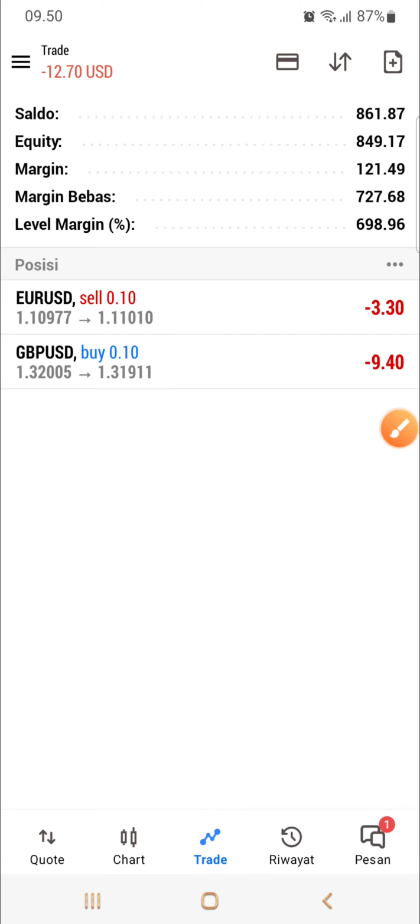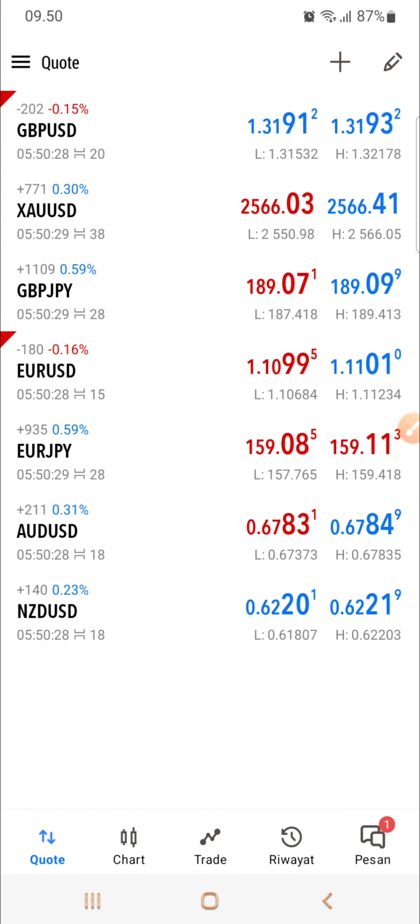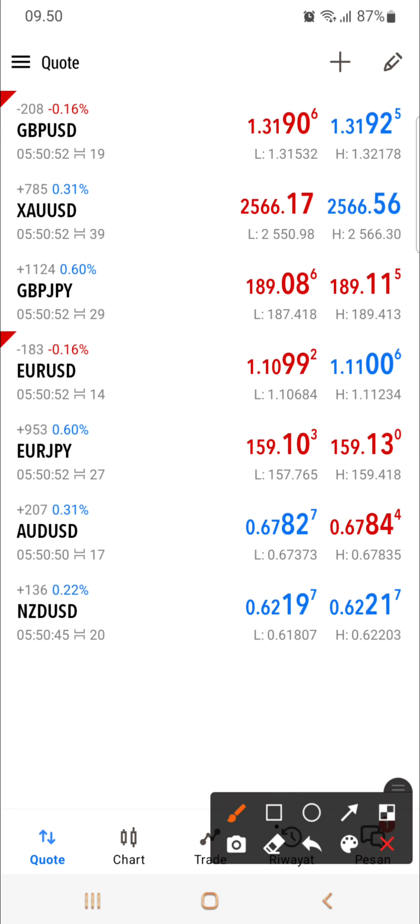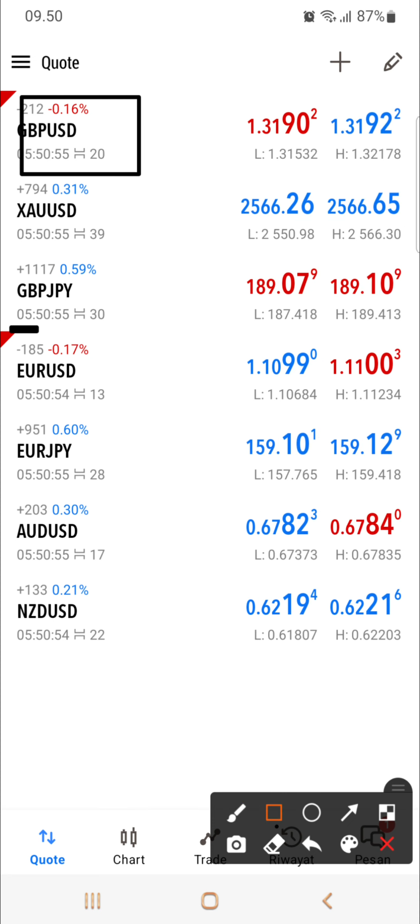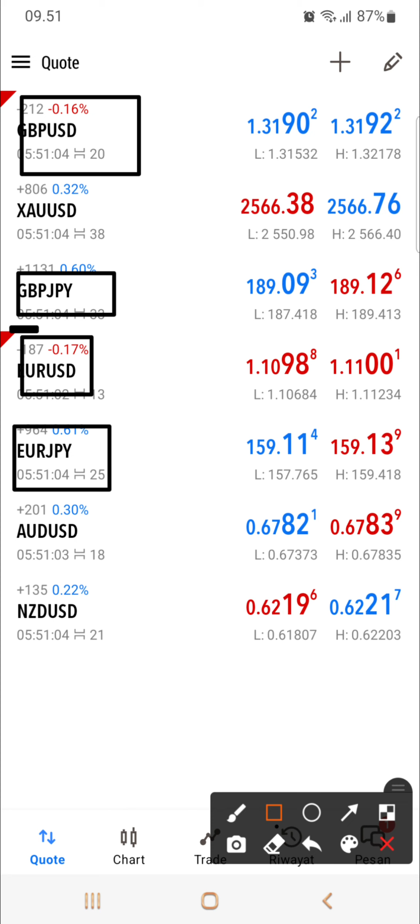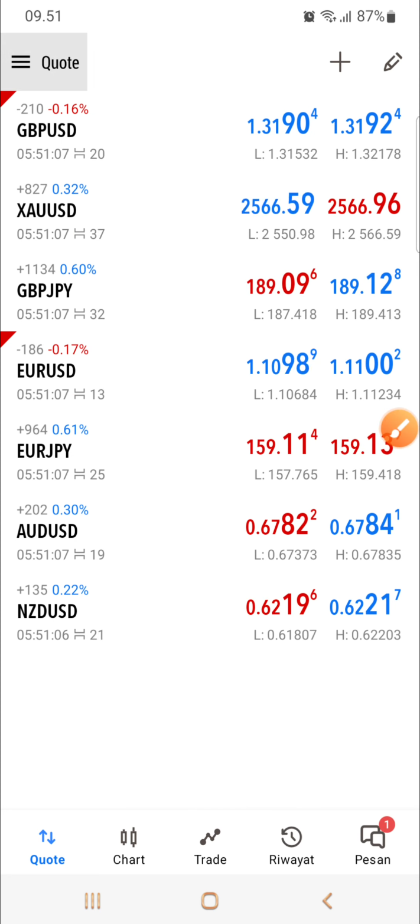So I'm hedging this position, but when I hedge my position I'm not hedging in the same pair. Rather than hedging one pair, I'm hedging with another pair. I mean I hedge with the cross pair. Like this one, pound dollar hedged with the euro dollar, and then the pound yen hedged with the euro yen.